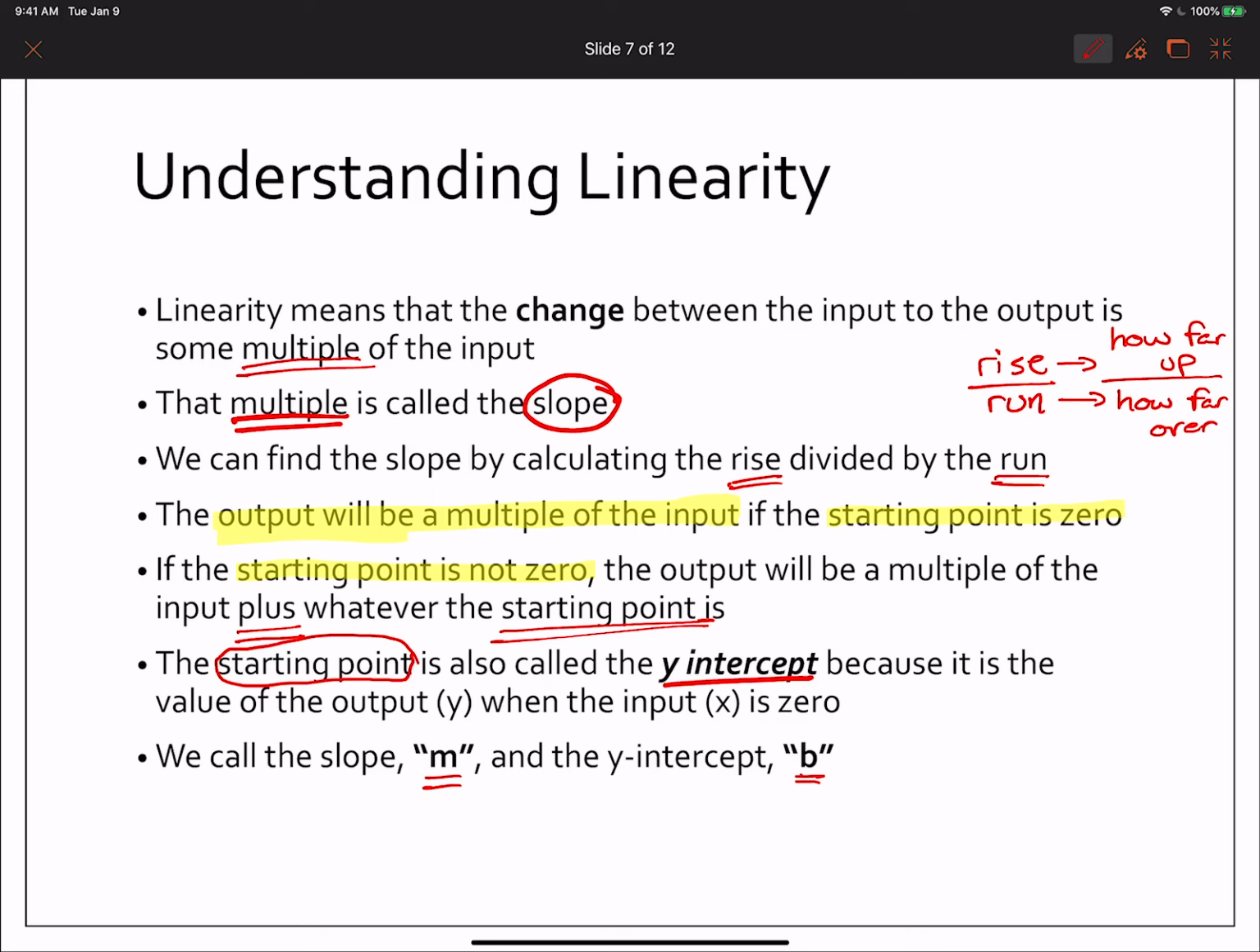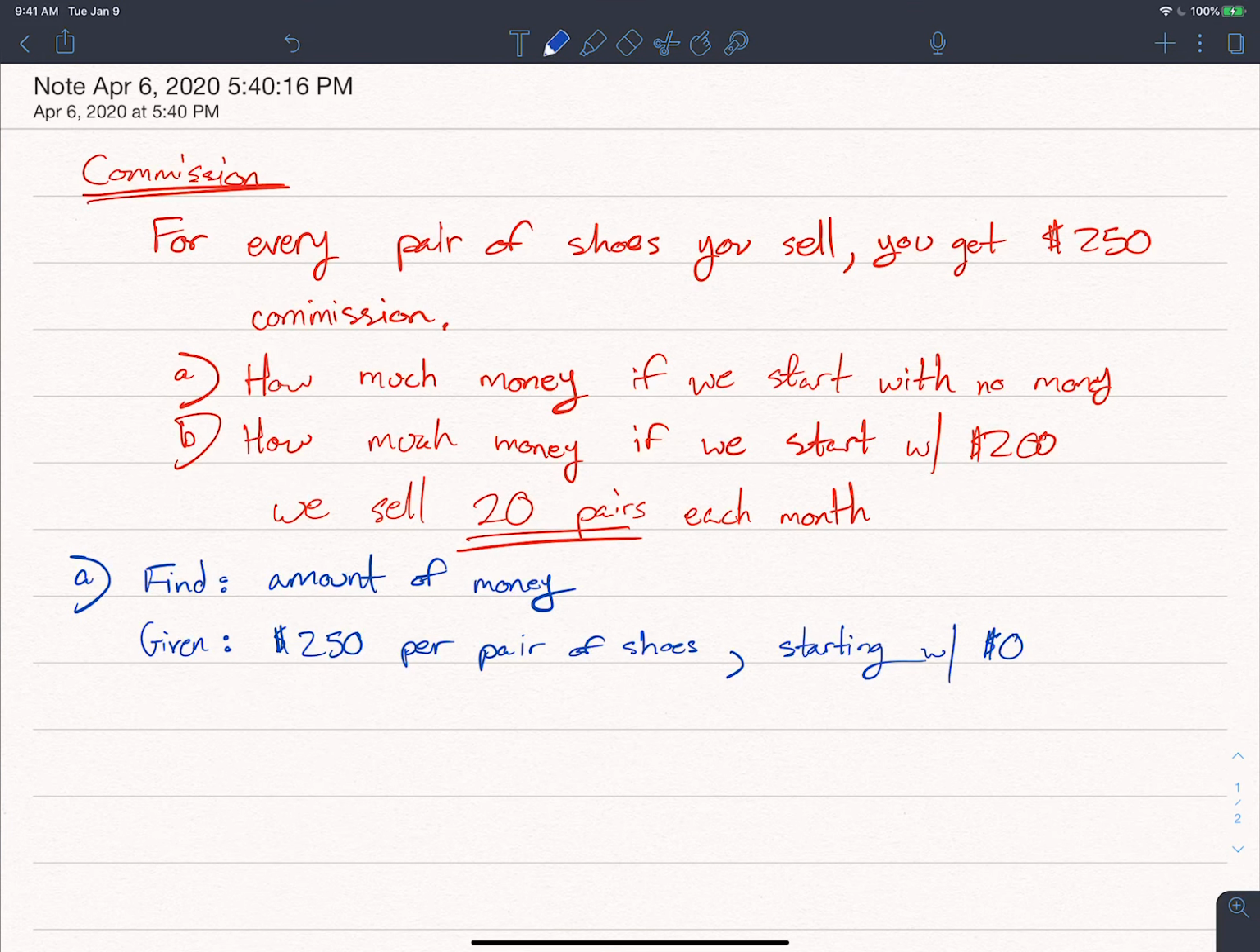So we go back to our slides. What does it say? If the starting point is 0, the output will be a multiple of the input. So what are we going to multiply our input by here? Well, what's our input? In this scenario, our input, and that's what we're going to write in our given, is 20 pairs of shoes. That's what we can control, because you're not going to go to the company and say, give me a different amount of money. We can control the number of pairs of shoes. You're not going to say, I don't care how many shoes I sold, I just want you to give me this much money. So our input is 20 pairs of shoes.